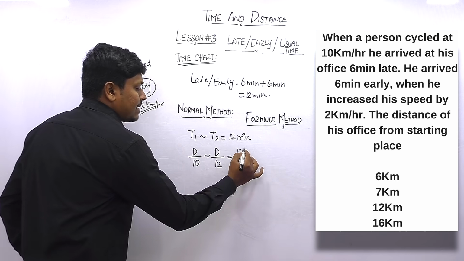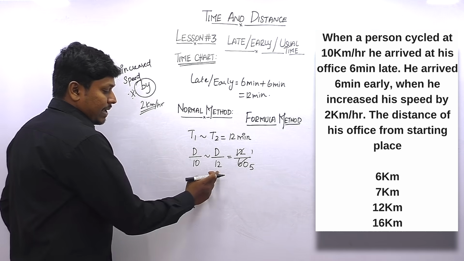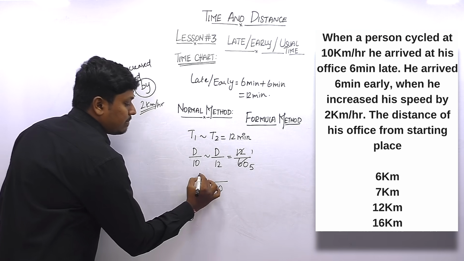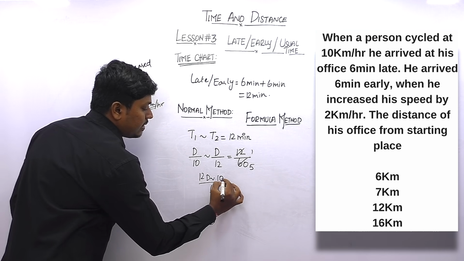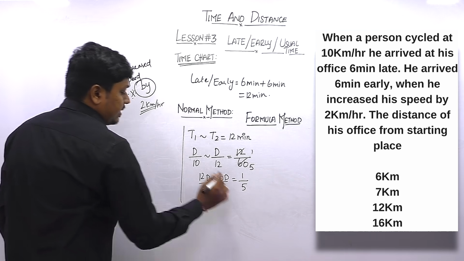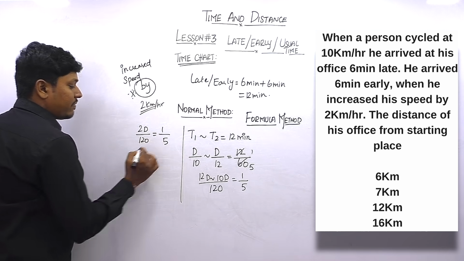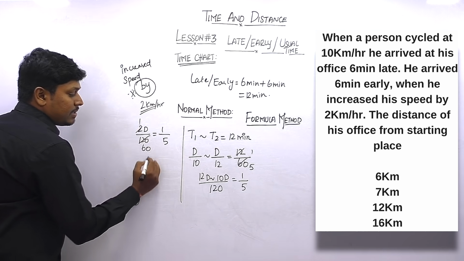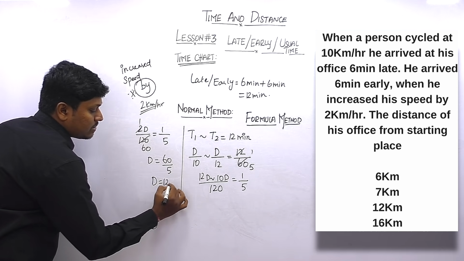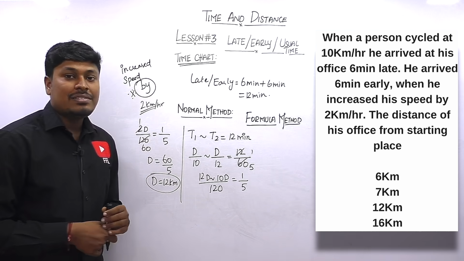Now you can cancel this directly 5 times, because 12 divided by 60 is 1 divided by 5. For 12 and 10 we can directly take the LCM as 120. So this will be 12d minus 10d equals 1 divided by 5. Now 12d minus 10d will be 2d. So 2d divided by 120 is equal to 1 divided by 5. So 1 twos are 2, 60. So d is equal to 60 divided by 5. So d is equal to 12 kilometers. Finally, the answer for question number 4 is 12 kilometers.